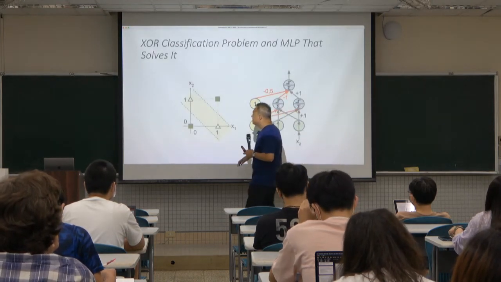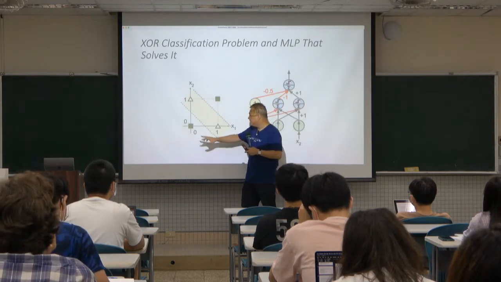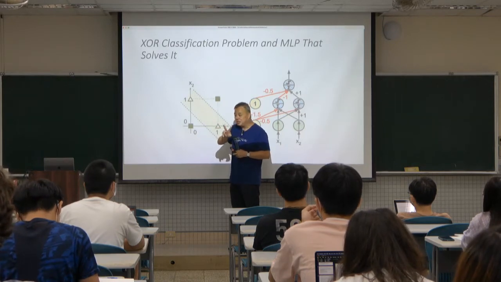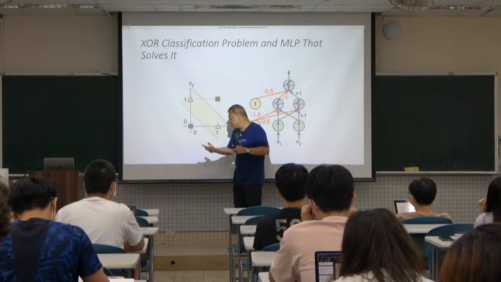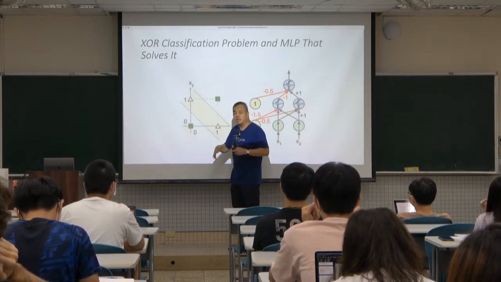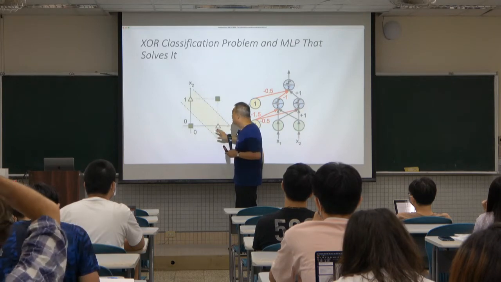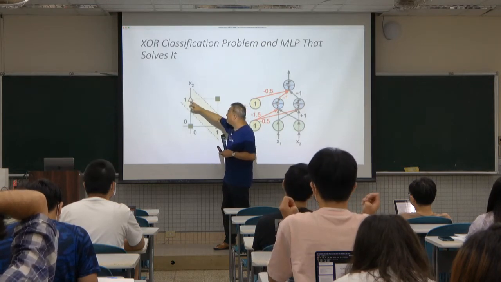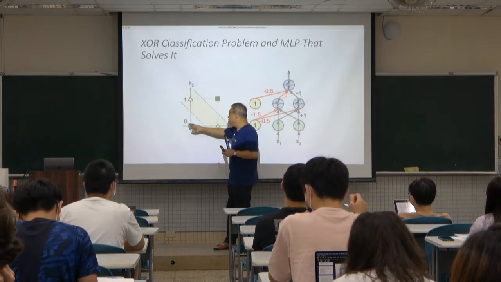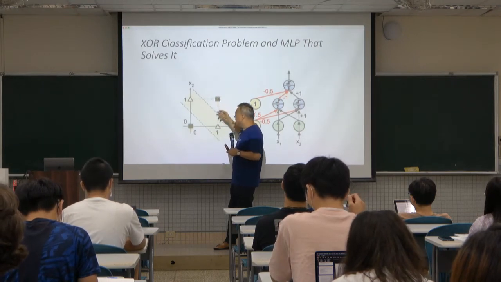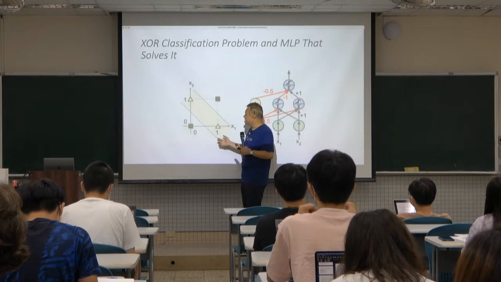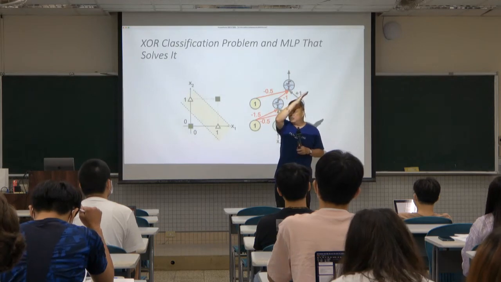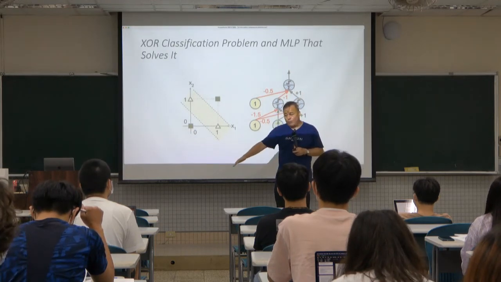We have four instances that belong to two classes, so this is a binary classification. Supposedly, we can use a perceptron to handle it. But unfortunately, you can see that we have two triangles and two solid squares, and obviously the arrangement of these four instances means you have no way to separate them by one linear function.